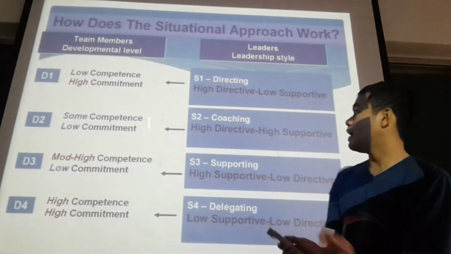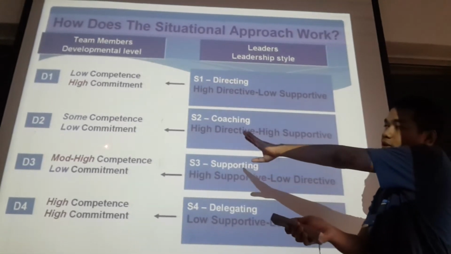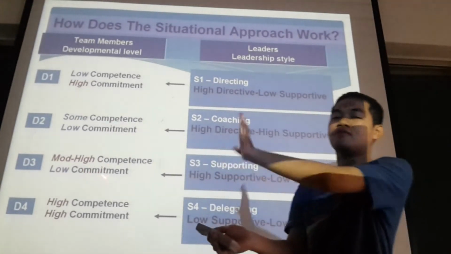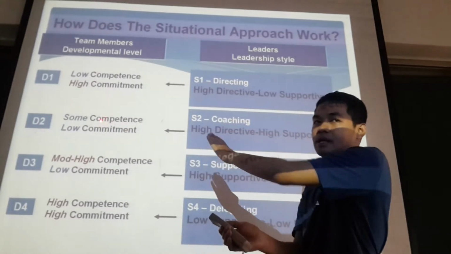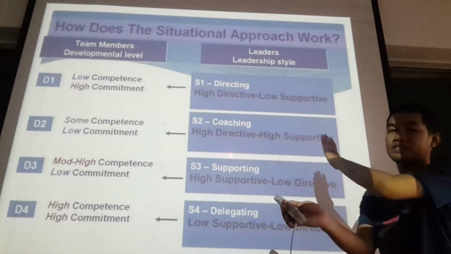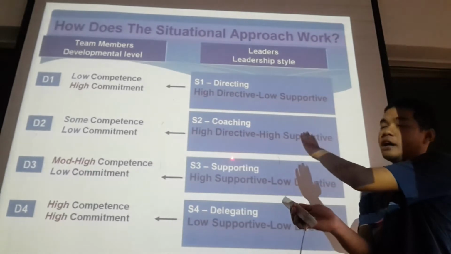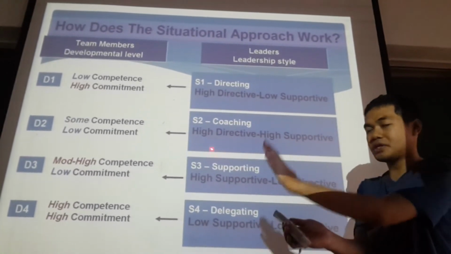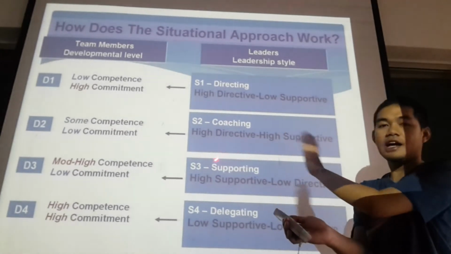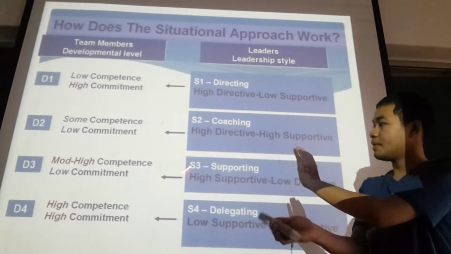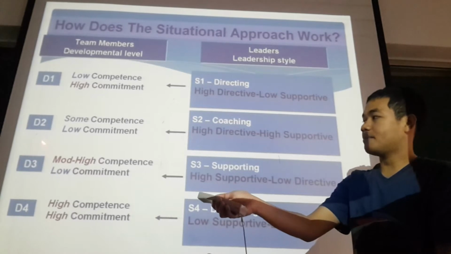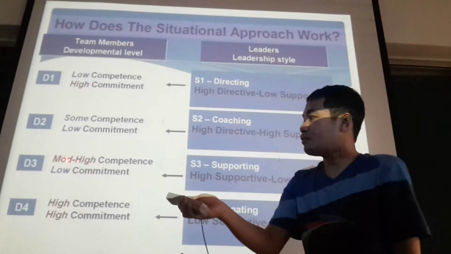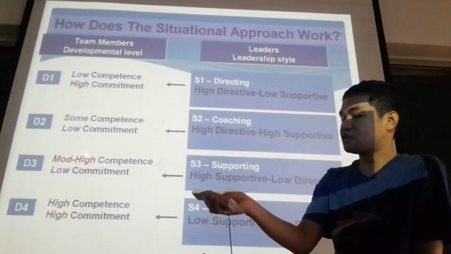And this level, D2 level, when your staff, team member, and followers have this level, you need to be like this. Be a leader with coaching style. You need to give them high directions and high supportive. Okay?